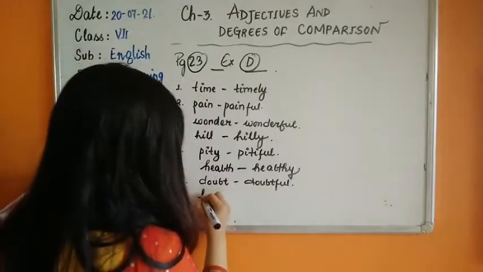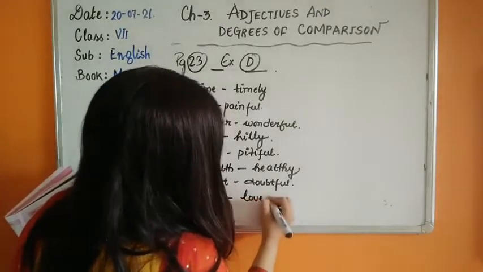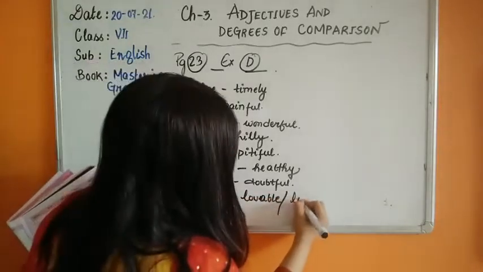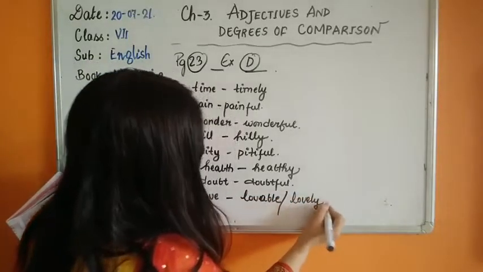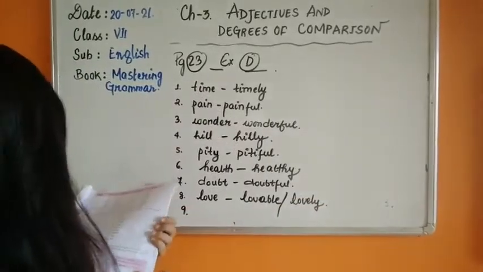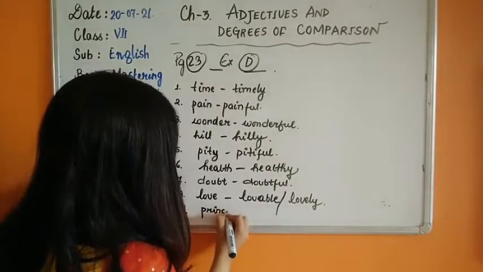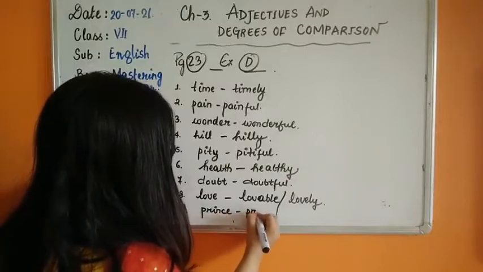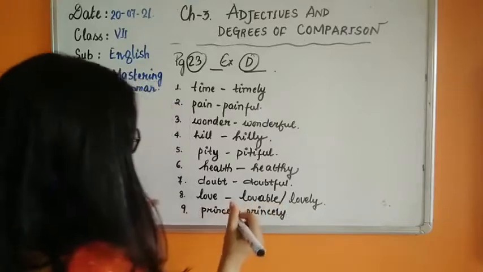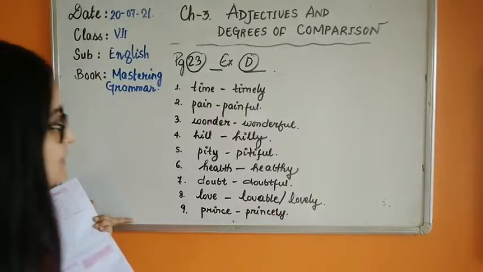love. Lovable, we had seen lovable. Or children, it can become one more word, lovely, with the addition of ly, right? Lovable or lovely, both are adjectives. Number 9, prince. Prince becomes princely with the addition of ly. Right? So, yes, here are your first 9 words. Now let's move to the 10th number.